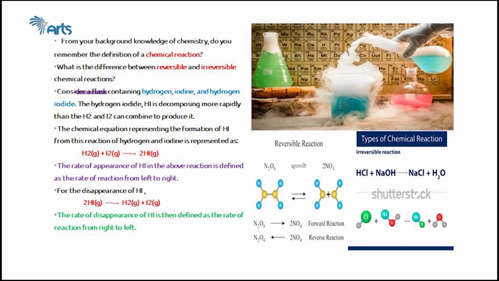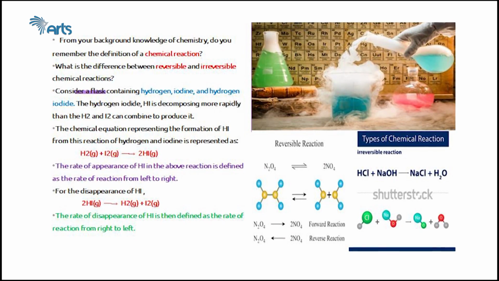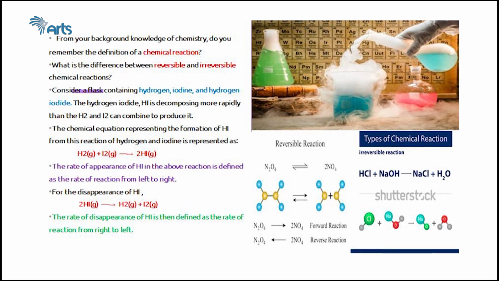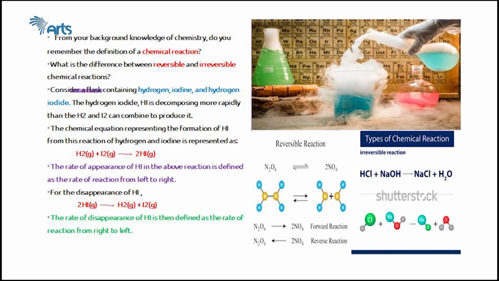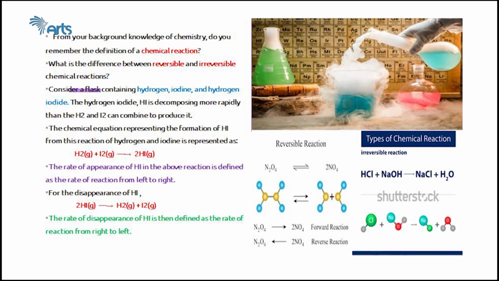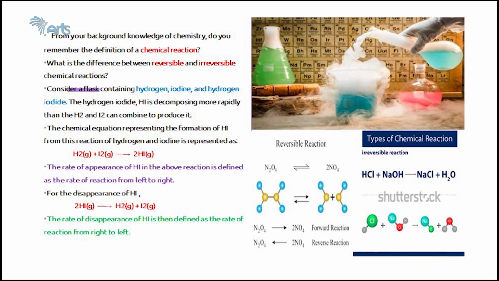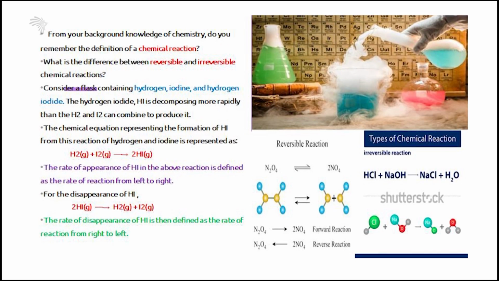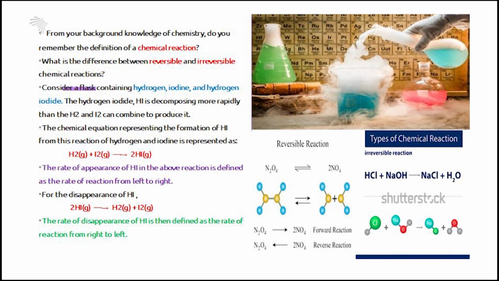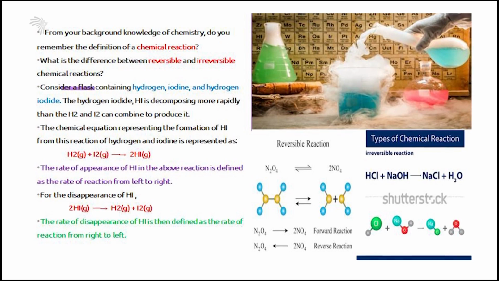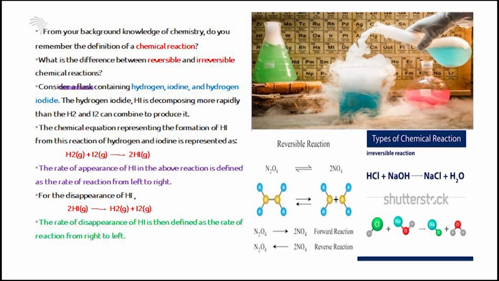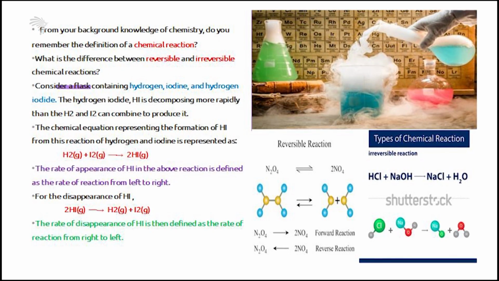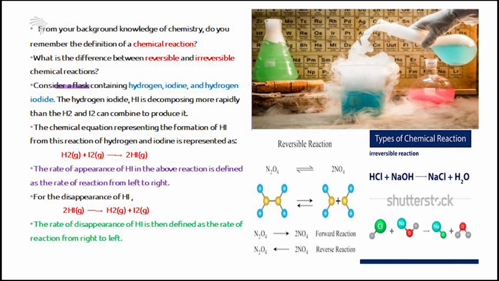Let's just mention one example. Consider a flask that contains the following three things, namely hydrogen, iodine, and hydrogen iodide. So the hydrogen iodide, which is HI, is decomposing more rapidly than the hydrogen and the iodine. Normally these two, namely hydrogen and iodine, can combine to produce hydrogen iodide. So the chemical equation representing the formation of hydrogen iodide from hydrogen and iodine is represented as H2 gas plus I2 gas yields 2HI gas.